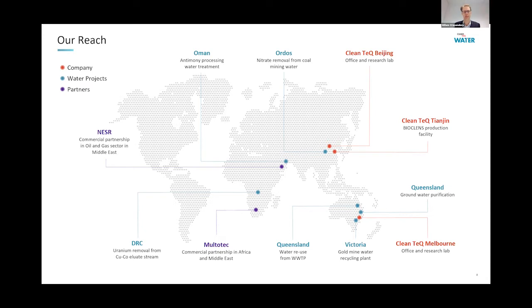Specifically worth mentioning perhaps is Multitech, with whom we did a number of projects already. And Nesser, that's a more recent agreement we signed to jointly promote our technologies in the oil and gas sector, mostly again for brines in that sector.